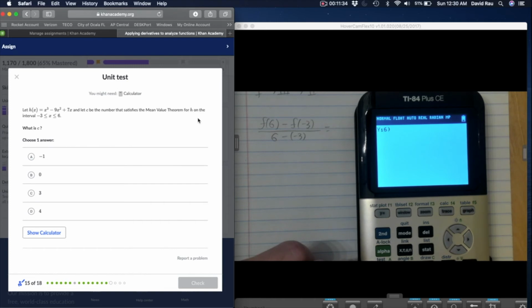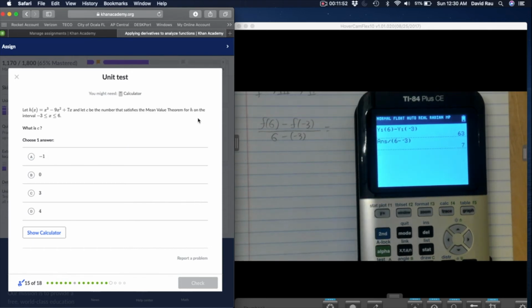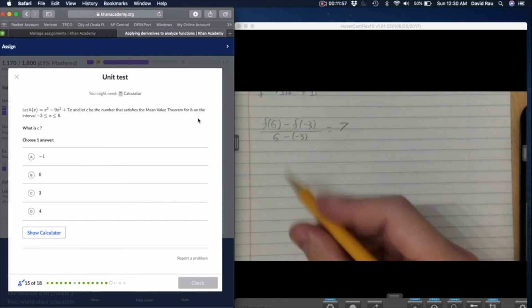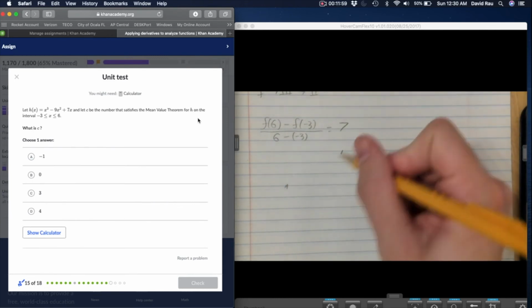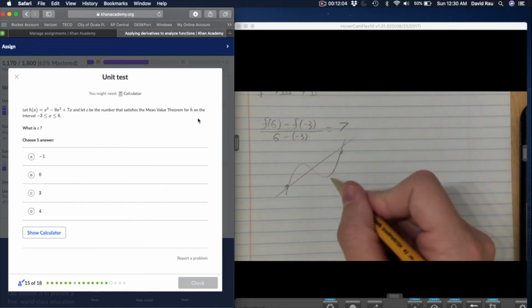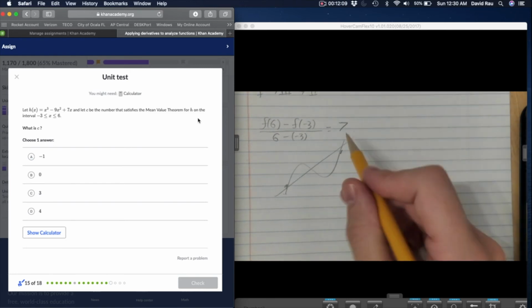I want y1 of 6 minus y1 of -3, divided by x2 minus x1, or 6 minus negative 3. And so I get 7. Now the question is, if that's the average rate of change, in other words, think back to that picture I drew before, who knows what this wacky function is, but if that's the average rate of change, where am I going to find at least one derivative in between those two x values, negative 3 and 6, where I get a derivative equal to 7?